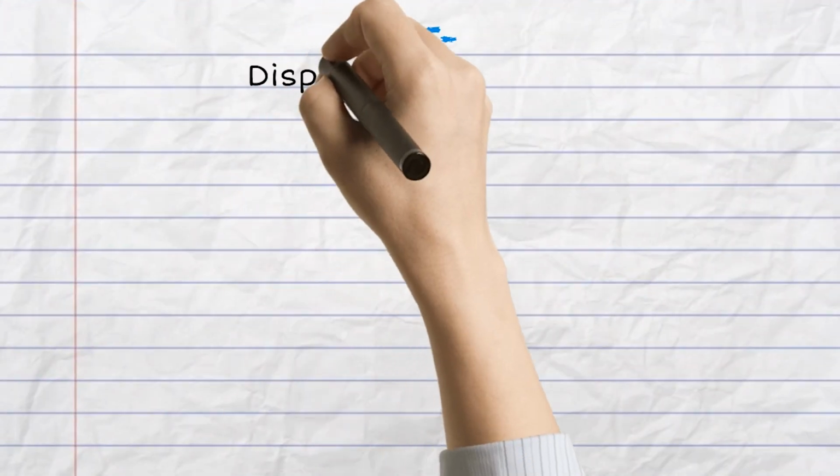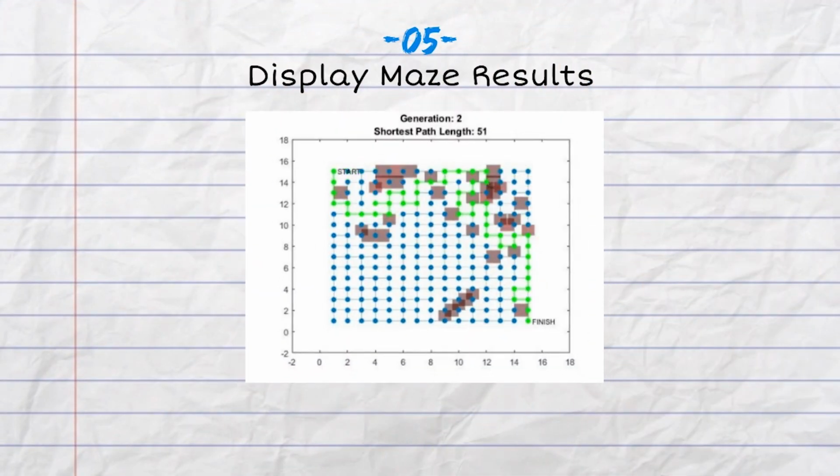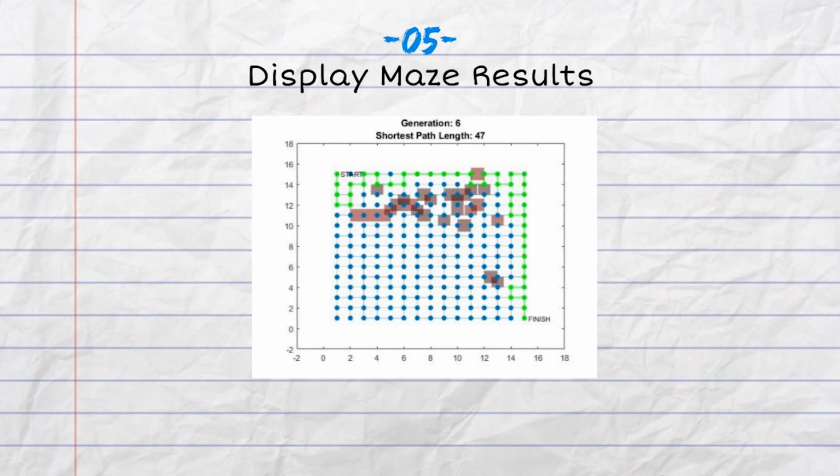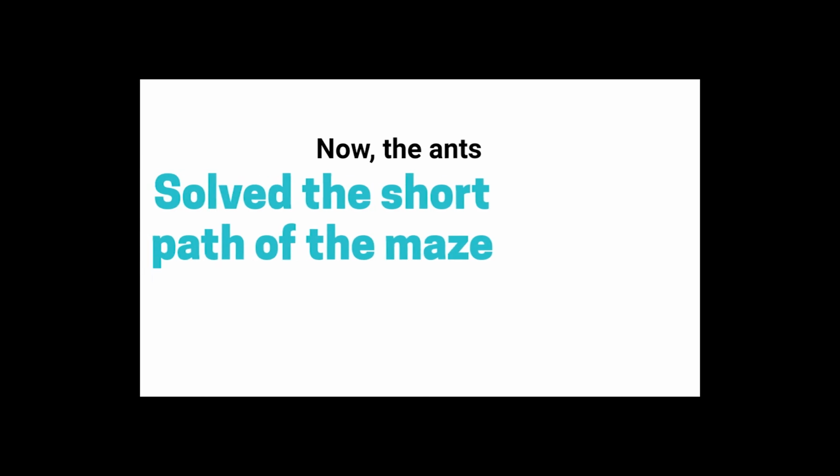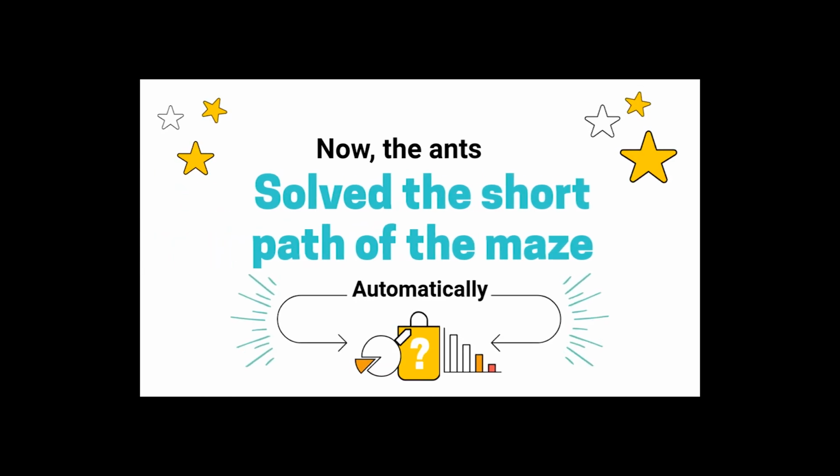Displaying maze results. To visibly depict how the algorithm advanced, there was a need to design a system to display the maze, as well as which paths were taken by the various ants each generation. The larger weights or dark red shade represented paths with higher pheromone deposits, thus attracting more ants along the specified path, and the green line represents the best solution on each generation. Now, you see how the ants solve the short path of the maze automatically.